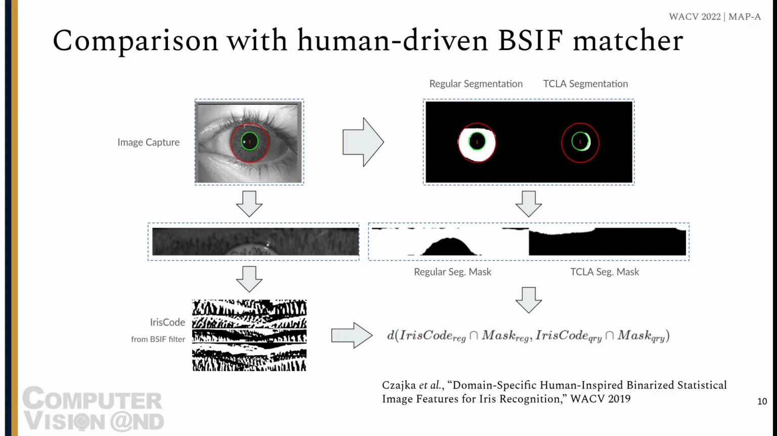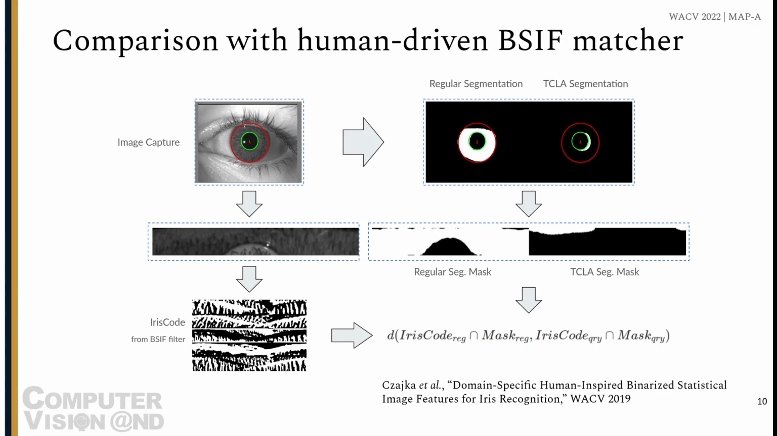To evaluate our TCLA matcher, we need to obtain a baseline performance. Since we could not find any matcher specifically designed for the problem of subjects wearing texture contact lenses, we used the then state-of-the-art iris recognition method, which is BSIF-based, meaning it uses binarized statistical image features and computes the Hamming distance of the iris codes derived from the images. For our problem, these iris codes were masked using the masks predicted by the TCLA segmenter in order to discard the information on the textured contact lenses themselves.